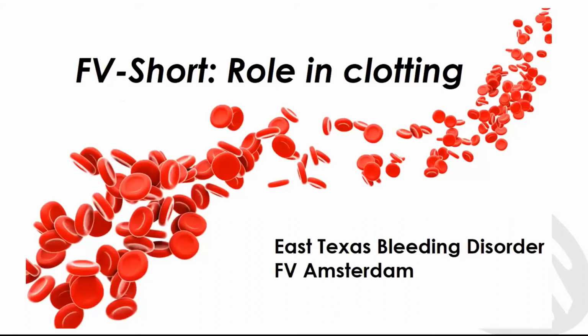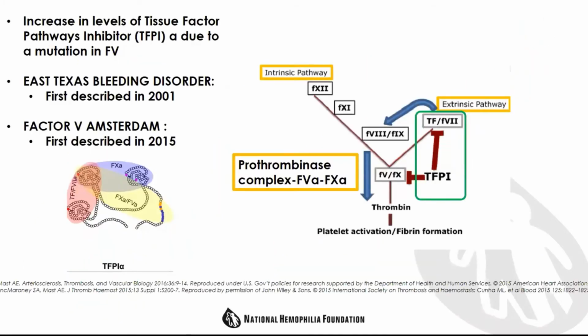So let's move on to Factor V short. As I'd mentioned, this is actually a mutated Factor V protein. And as a result of this, it results in two bleeding disorders, which are East Texas bleeding disorder and Factor V Amsterdam. This is a little more complicated as compared to Factor V deficiency and combined Factor V and VIII deficiency.